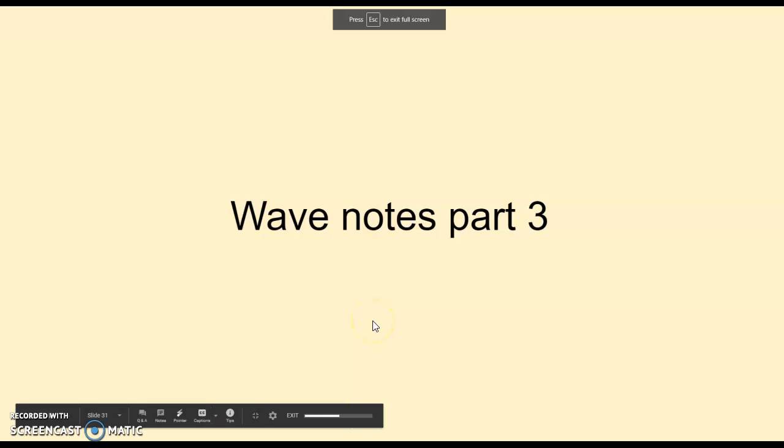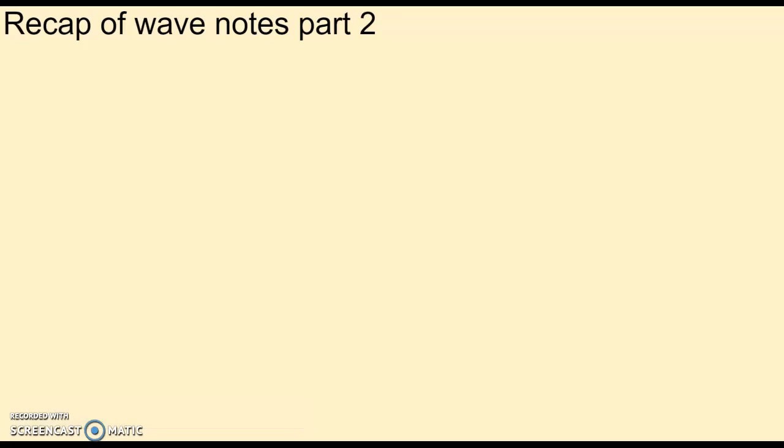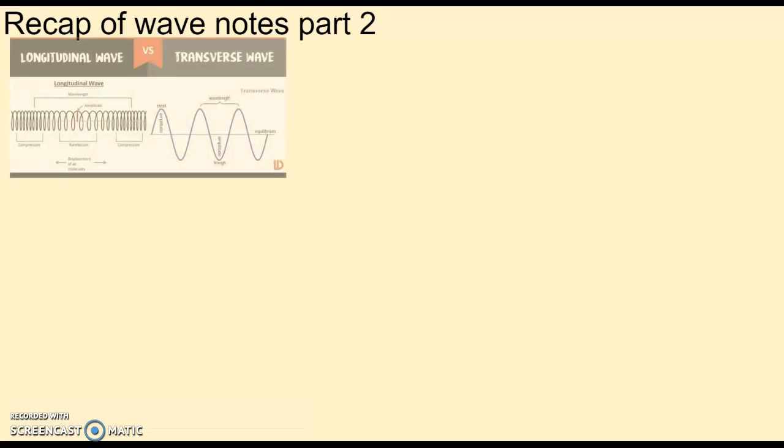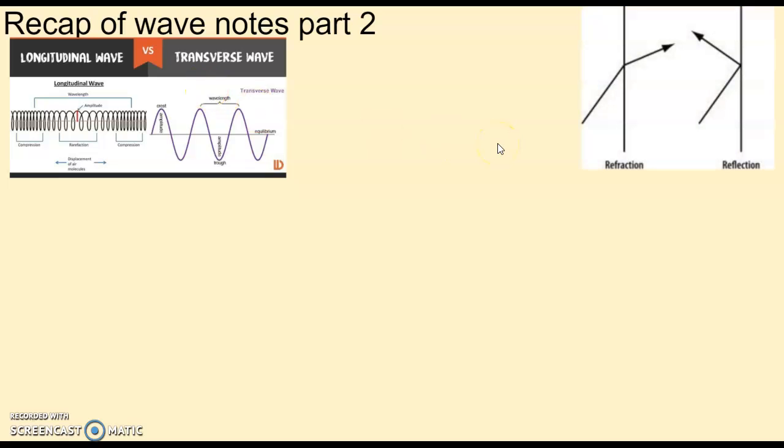Hi guys, this is our last section of notes over waves. So let's quickly talk about what we covered last time. We talked about the difference between longitudinal waves, which are moving parallel to the wave motion, and transverse waves, which are moving perpendicular. Remember the way I remembered it, longitudinal waves appear to be longer, transverse waves appear to be taller. We talked about a couple different behaviors waves can make.